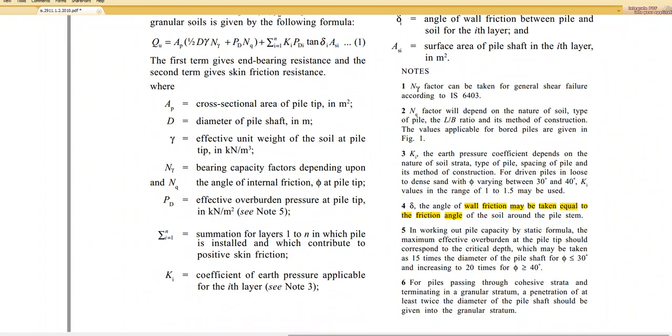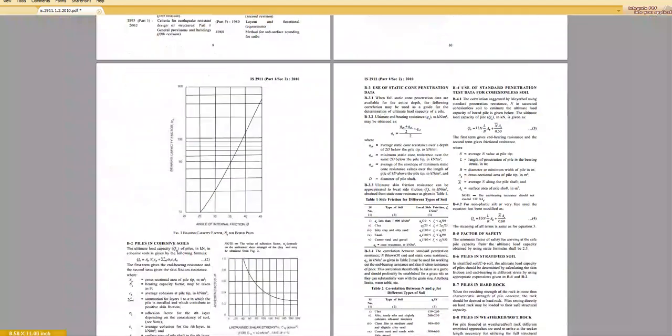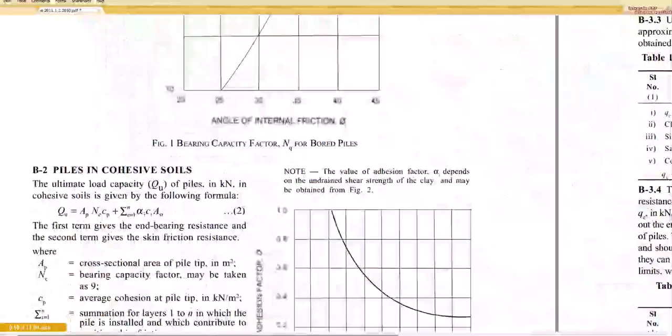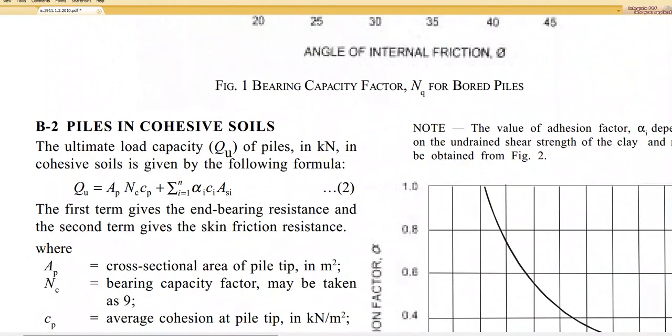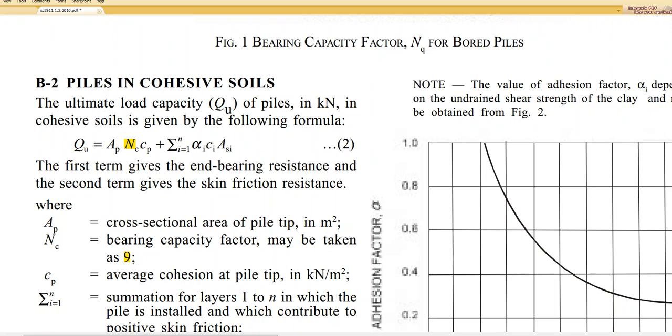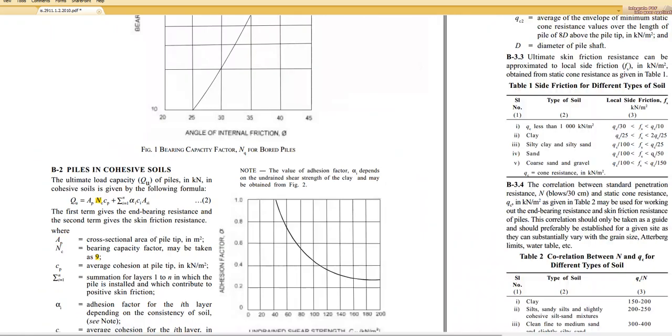So let's go to the cohesive soils, right? In cohesive soils, the expressions are a little easier. QU is the ultimate load capacity. First one is the end bearing. In end bearing, we need the AP, pile tip area, cross section area. And NC, the bearing capacity factor, may be taken as 9. CP is the average cohesion at the pile tip in kilonewton per meter square. So CP we get from the lab test, average cohesion at the pile tip.